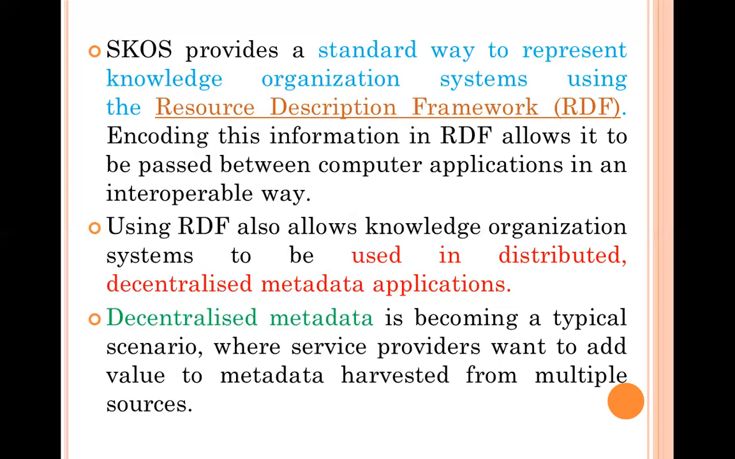If you are using RDF to represent already existing knowledge organization systems, then it will be very easy for you to exchange information between computer applications in an interoperable way. So there is interoperability. What is interoperability? Though you have a different system, I have a different system, you have different software, I have different software, different computer components, absolutely no problem. We can exchange it because it is interoperable. It can operate on any number of systems, any kind of systems.